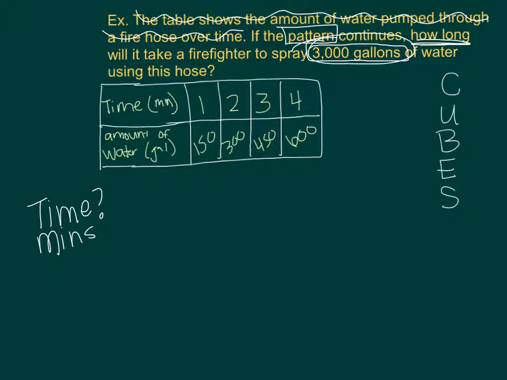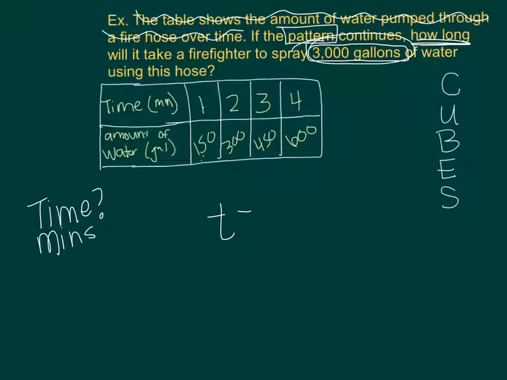So, I need to know how many minutes it's going to take for 3,000 gallons of water to pass through the hose. I already see that for 1 minute it's 150 gallons. So my time is T. Let's see, I'm trying to think of how to do this. Let's set it up and we'll see if it works. My time is, because that's what I'm looking for, is time, 150 times G. Is that right?